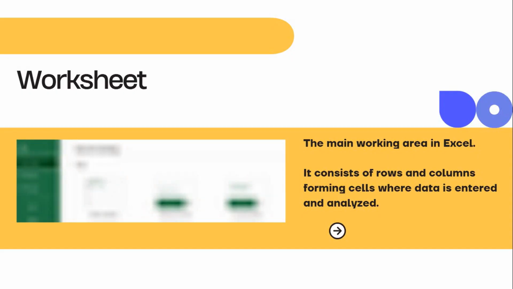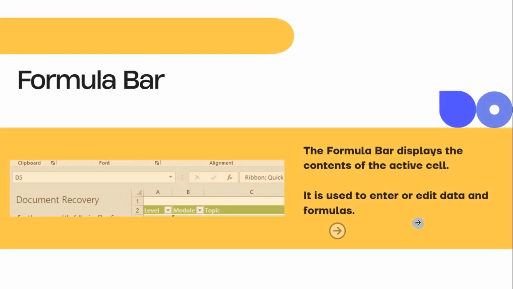Third one is on worksheet. Each and every Excel file we call a workbook. In this workbook we have worksheets, which are nothing but a collection of sheets that we can create in each and every workbook. Mostly we can see rows and columns, and we can enter cell data and analyze the data.